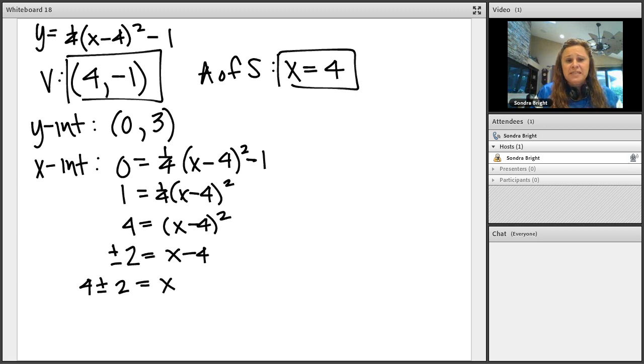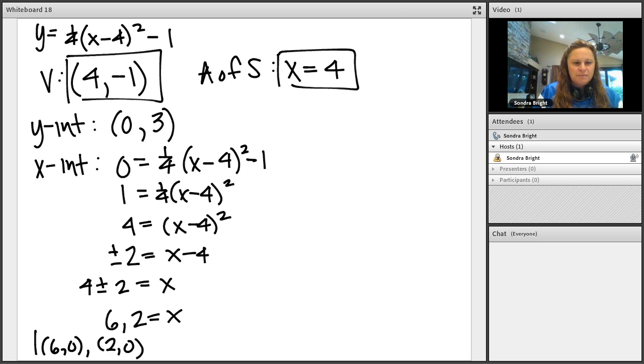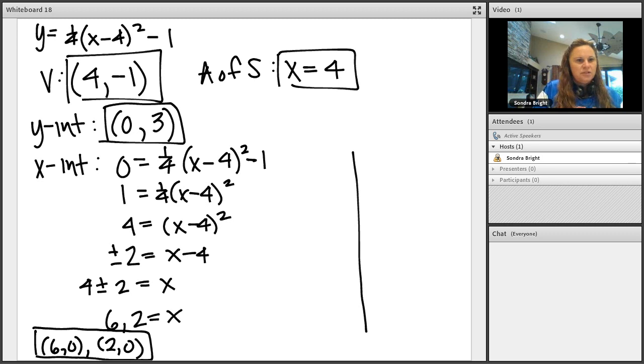That simplifies. Don't you dare leave your x-intercepts like that. It's 4 plus 2, which is 6, and 4 minus 2, which is 2. And then your x-intercepts, you're not going to leave them as 6, 2. You're going to write them as ordered pairs. They're both when y equals 0. So it's 6, 0 and 2, 0 that are your x-intercepts. Ordered pairs when y equals 0. All right, then I'll graph that and try that again.